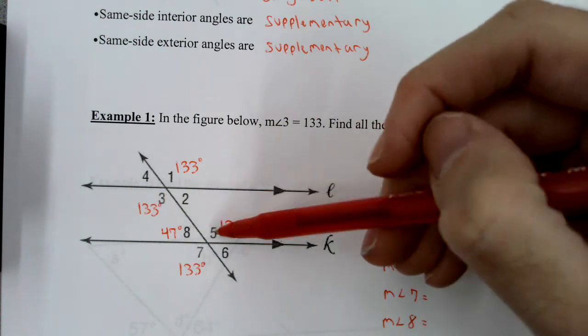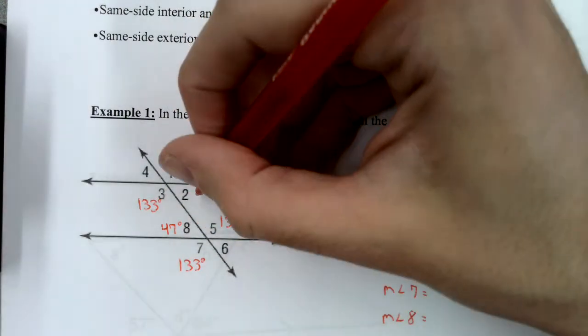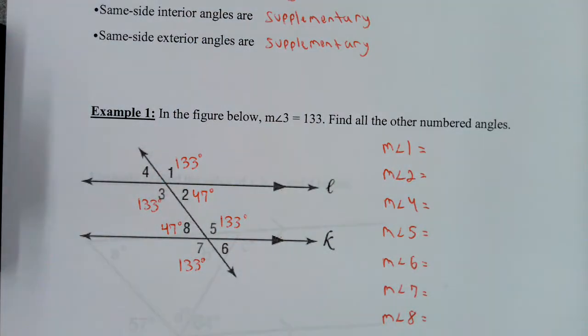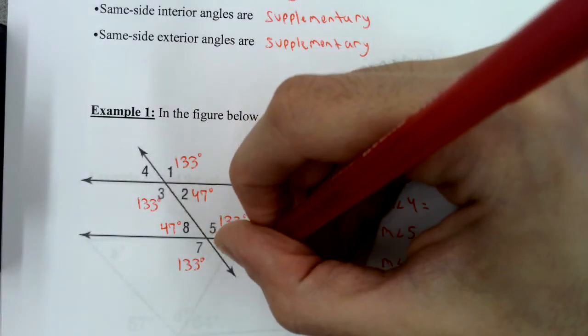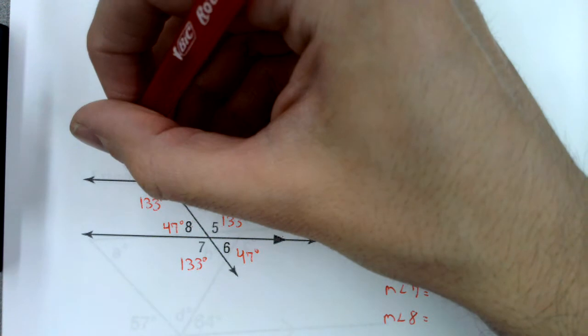You can do the same thing with 5 and 2 if you want. Or you can say that 2 and 8 are alternate interior. So angle 2 should be 47. 2 corresponds with 6, so angle 6 is 47. And angle 8 corresponds with 4, so they are congruent, and they're both 47.